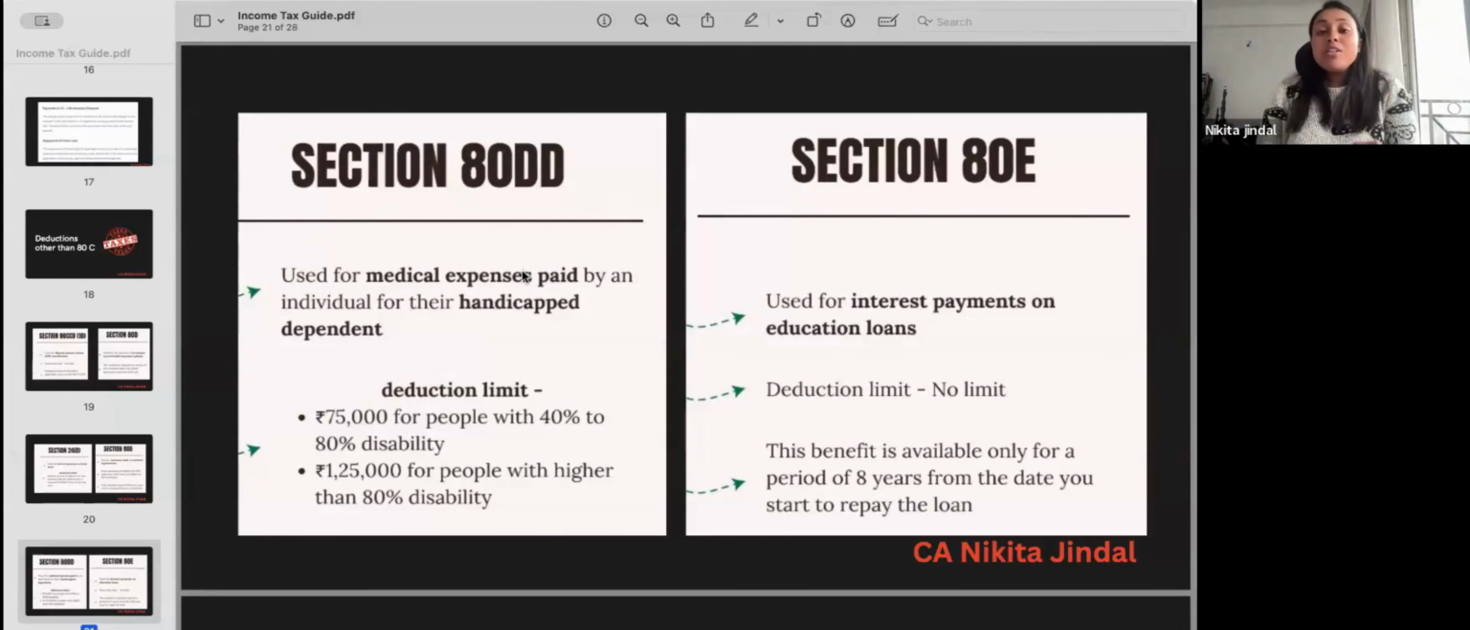And the other one is section 80E, that is interest payment on an education loan. If you have taken any education loan, you have to pay interest. Whatever interest you are paying, you can claim a 100% deduction. There is no limit on the deduction. You can claim 100% of the interest as a deduction for the education loan. This is very important for you to know. If you are planning to take an education loan or you have already taken it, you can consider this.